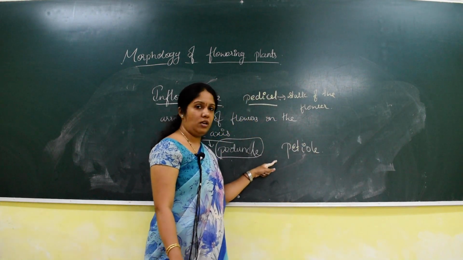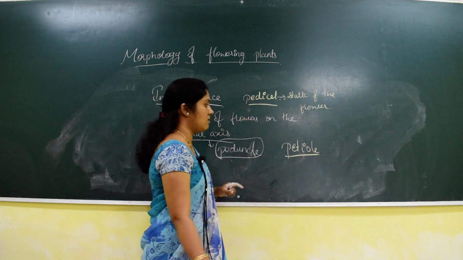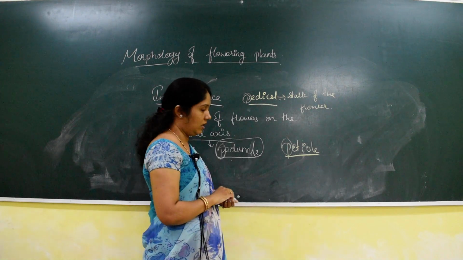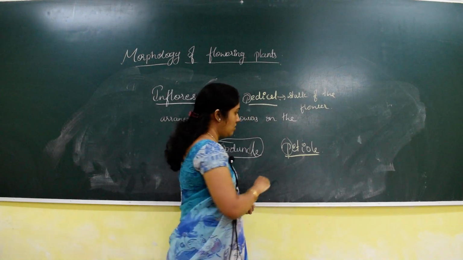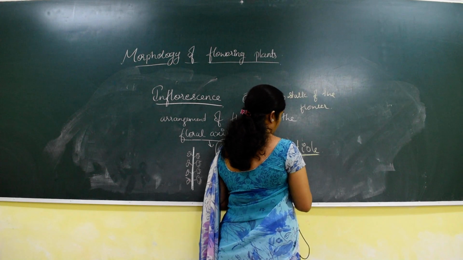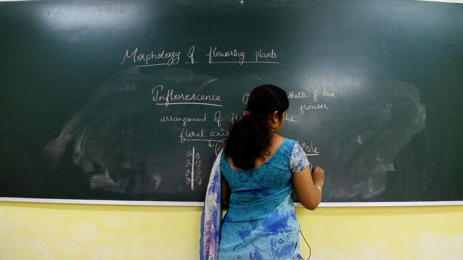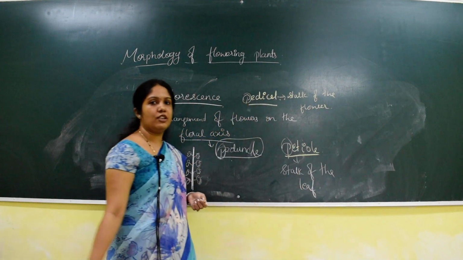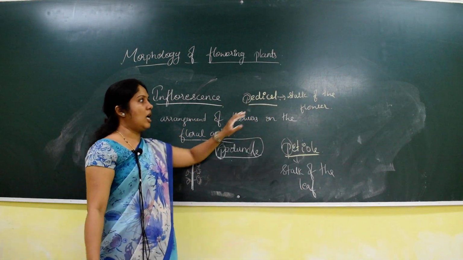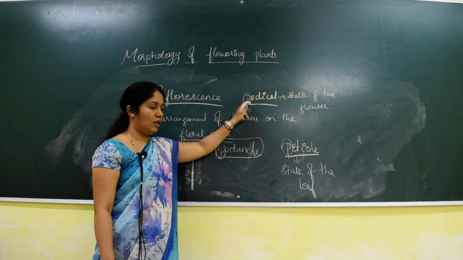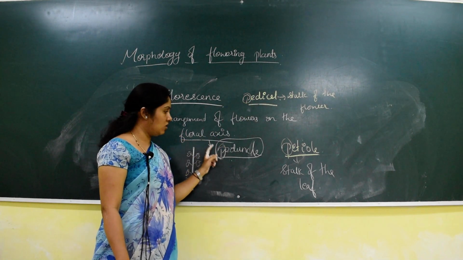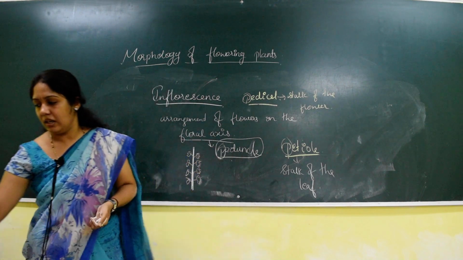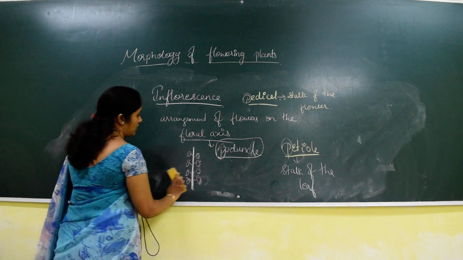See, all these words start with the letter P and are very similar to one another, but the meanings are totally different. So what was the petiole? The petiole is the stalk of the leaf. The stalk of the flower is called the pedicel, whereas the floral axis or the stalk of the inflorescence is called the peduncle.